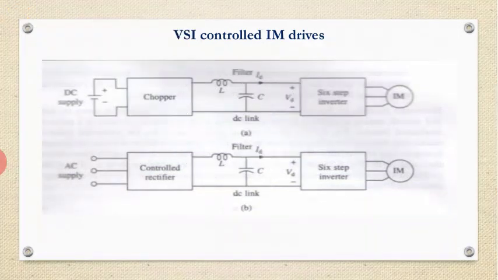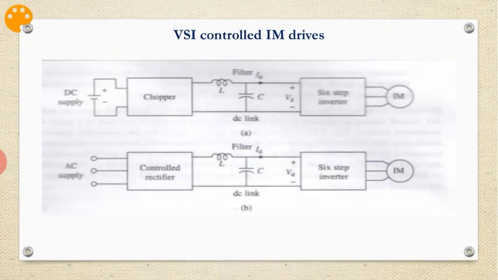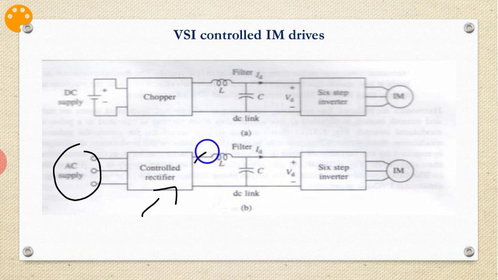Now when the supply is AC, a controlled rectifier is used here. The fixed AC is given to the rectifier and converted to DC, but since a controlled rectifier is used, we obtain a variable DC, and again it is fed to the 6-step inverter through the capacitor.